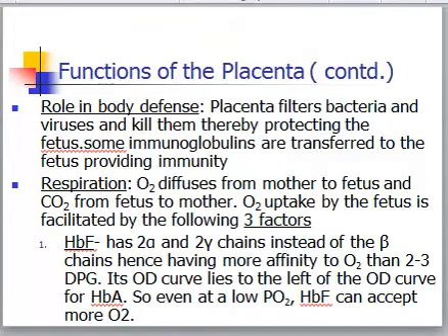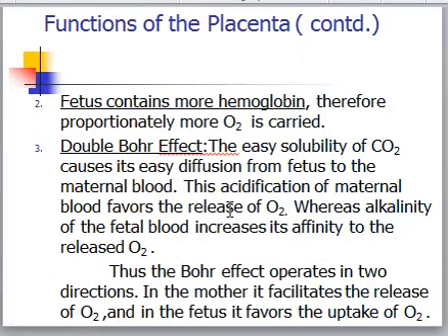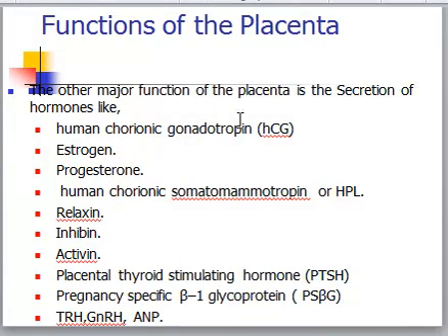Followed by that, the role in body defense: the placenta filters bacteria and viruses and kills them, thereby protecting the fetus. Some immunoglobulins are transferred to the fetus, providing immunity. For the respiratory part, O2 diffuses from the mother to the fetus and carbon dioxide from the fetus to the mother. O2 uptake by the fetus is facilitated by the following factors: fetal hemoglobin, the fetus containing more hemoglobin, and the double Bohr effect. These are the factors.